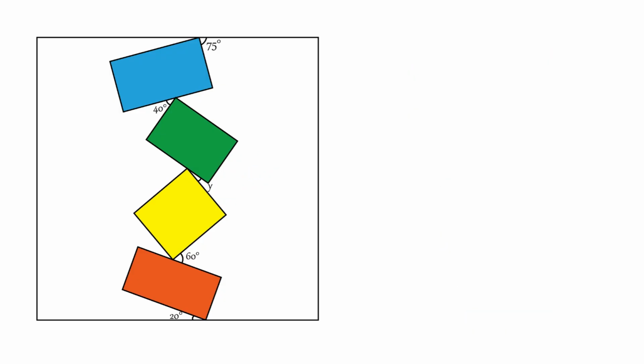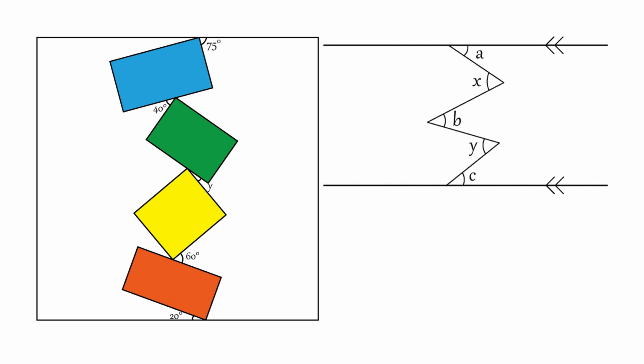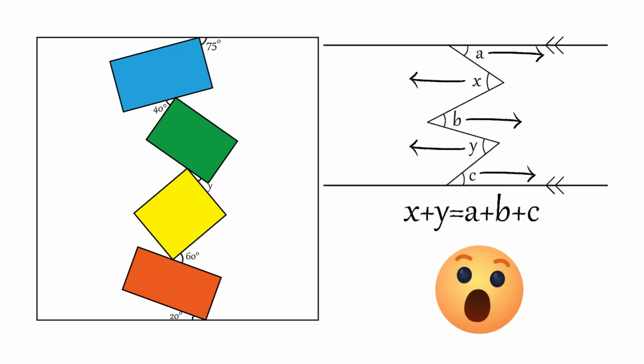Here comes the most powerful trick in our geometry toolkit today: the Zig-Zag Angle Rule. This rule is simple yet powerful. When two parallel lines are crossed by a diagonal, the sum of the angles on one side equals the sum of angles on the other side. So, let's clearly use it in our puzzle.